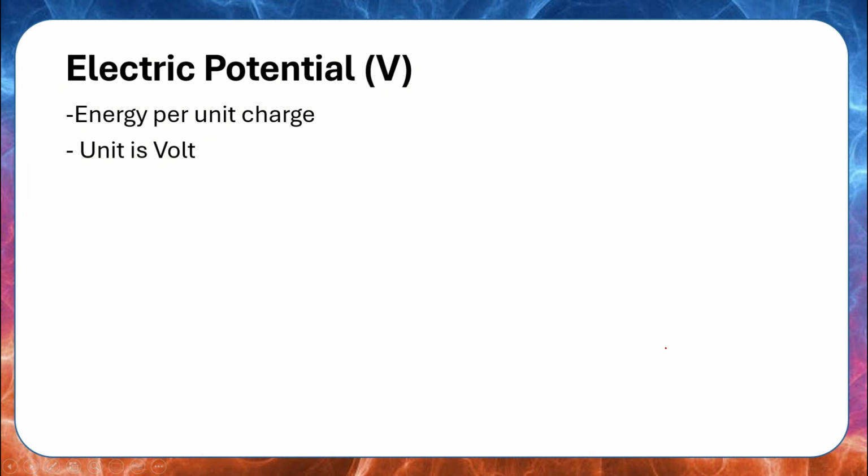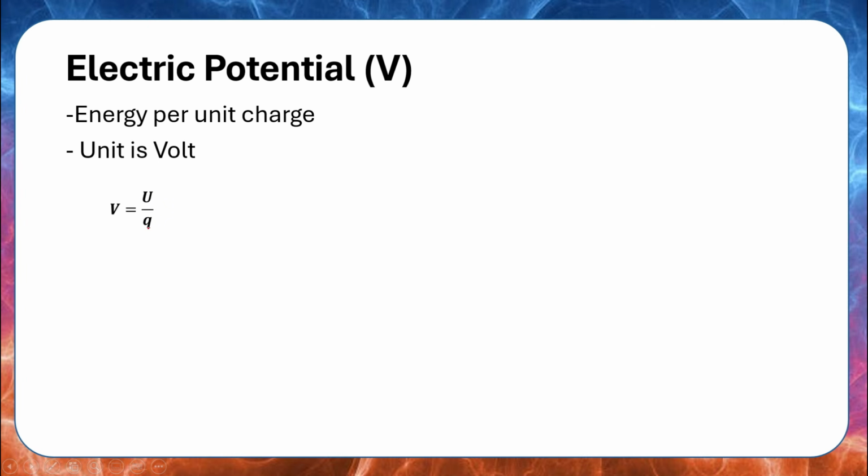Next, electric potential, which is the V. We mentioned this already a while ago. The V is related to the U, which is electric potential energy. Once the electric potential increases, the electric potential energy also increases. When the electric potential decreases, the electric potential energy also decreases. Now, electric potential is energy per unit charge. The unit is volts. Since it's energy per unit charge, it means the energy U divided by Q.